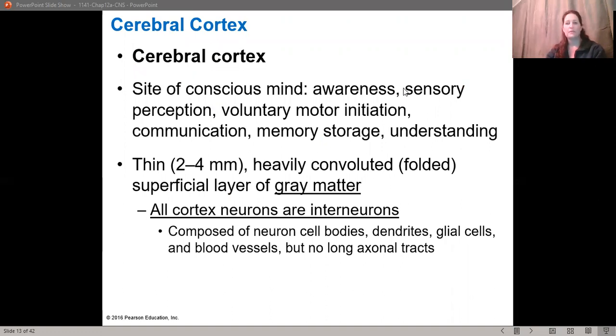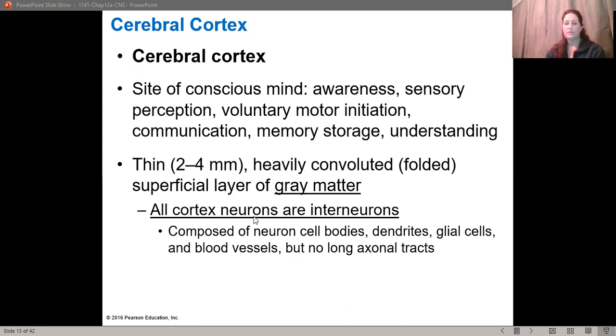So the cerebral cortex is the most superficial part of the cerebrum. It is only 2 to 4 millimeters thick. It is heavily folded, and it has a superficial layer of gray matter. It is the site of our conscious mind, of awareness, our personality, sensory perception, voluntary motor initiation, communication, memory, storage, and understanding.